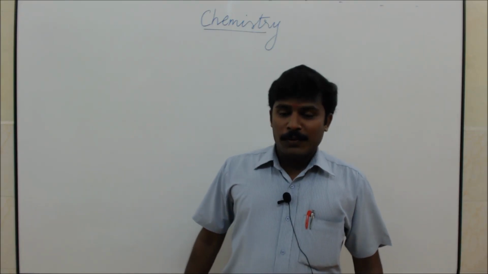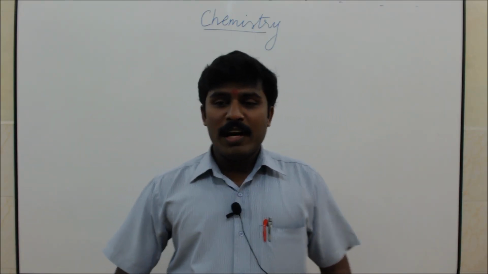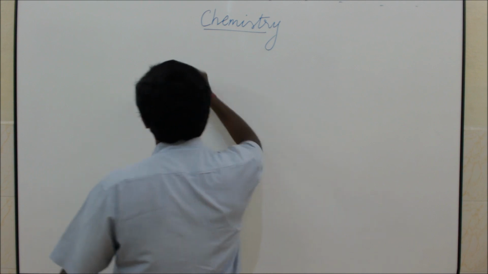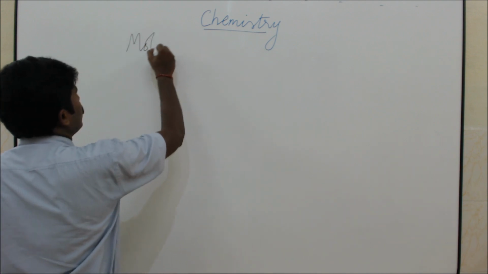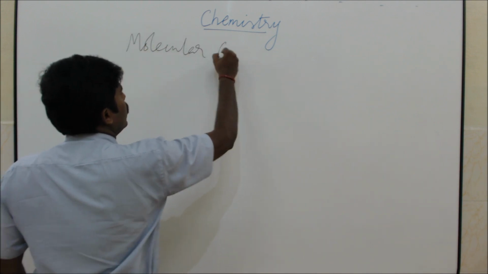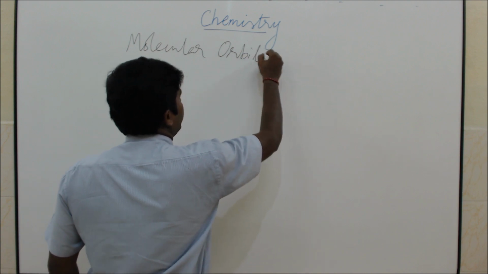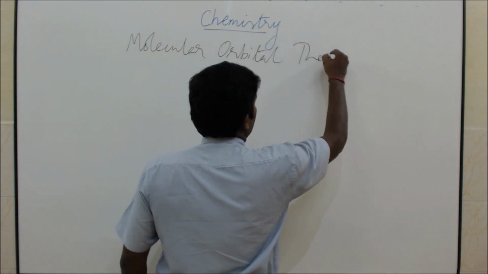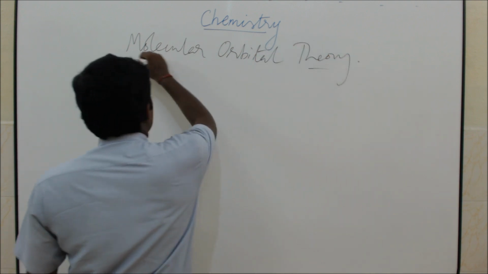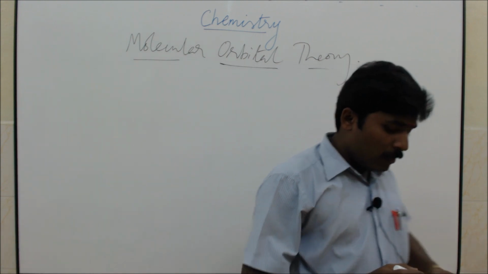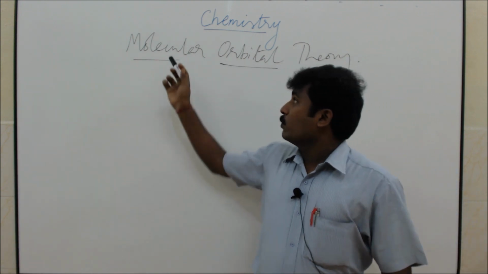Good evening, students. Today we are going to discuss, in atomic structure, molecular orbital theory. Molecular orbital theory is a very important 5-mark question. First, you have to know what is a molecule.